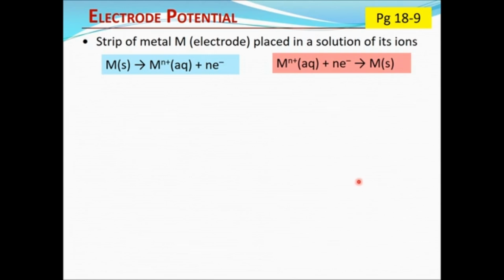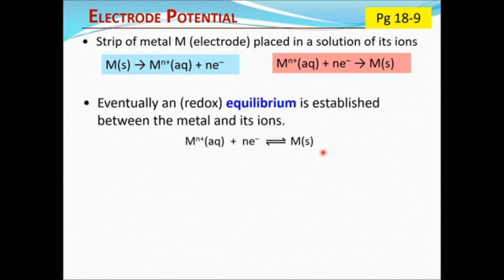Having said that, we can represent this as a reversible reaction. So there we go, we have a redox equilibrium established between two redox species that are related to each other. In our example here, it is the metal and its ions. This was the first example given historically. At the same time, this lets us understand what we're going to explore on electrode potential.